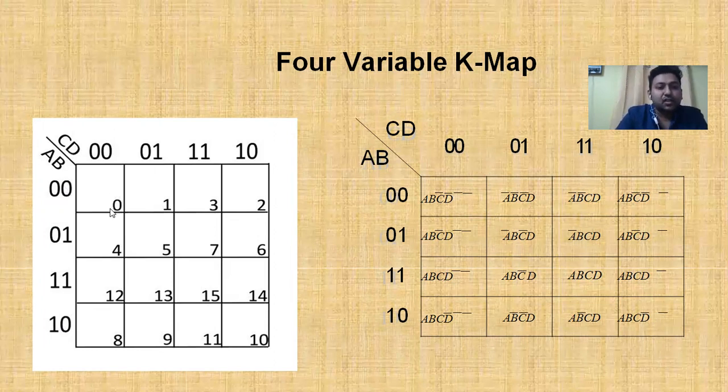So 0 0 0 0 is equal to 0. 0 0 0 1, the decimal number is 1. 0 0 1 1 is 3. 0 0 1 0 is 2. Likewise all the cells are numbered from 0 up to 15, that means there are 16 cells. And here also the logical expressions are written.